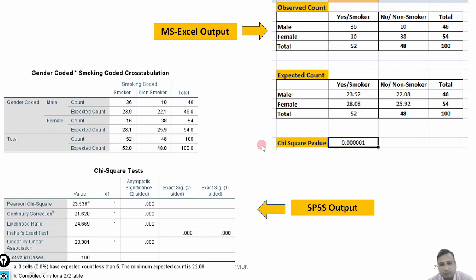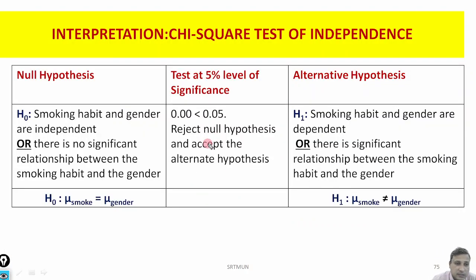Now if I go to the SPSS and MS Excel results, I am going to get the same result, 0.000, here in SPSS, and here also I am going to get the same result, 0.000. So in both cases we get the same result, and that is why the decision is that if my p value is less than alpha, then we reject the null and accept the alternate. It means the smoking habit and gender are dependent, or there is a significant relationship between the smoking habit and gender.